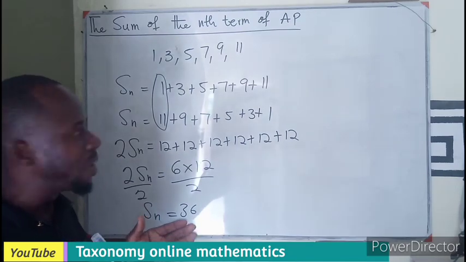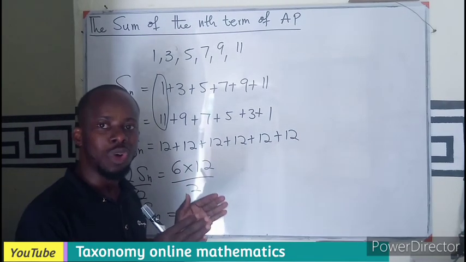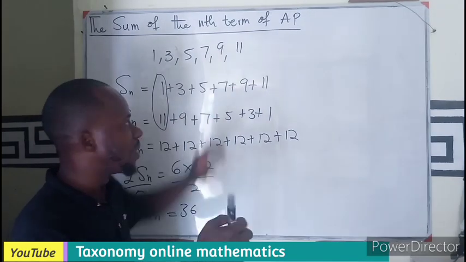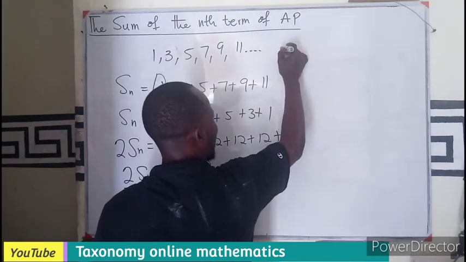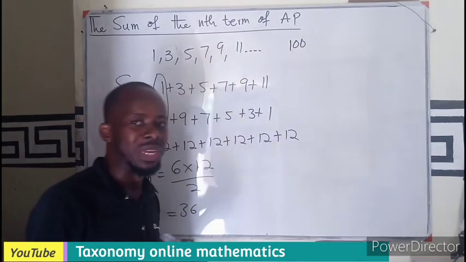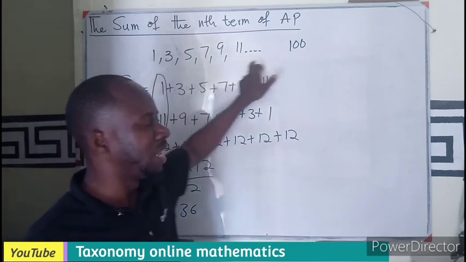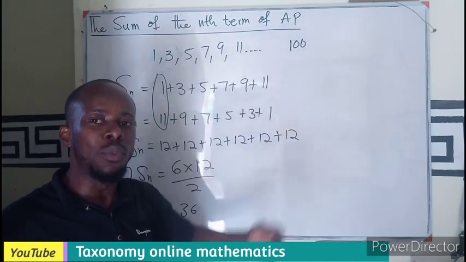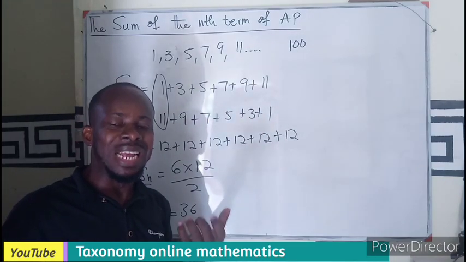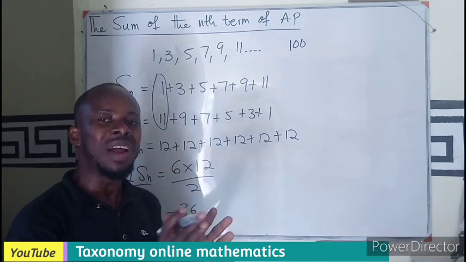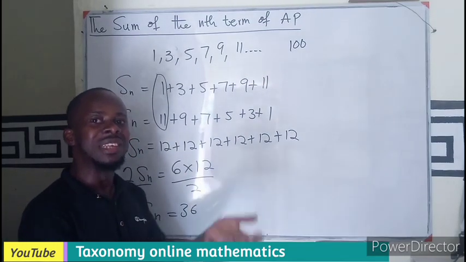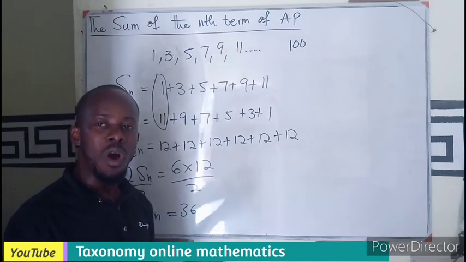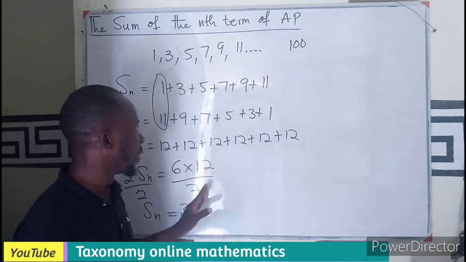There are instances whereby the sequence given to you is not limited. I know this one is finite, but in case we have these numbers going up to 100, it means there are so many numbers present there. Adding all those numbers becomes cumbersome. So there is a need for us to derive a general formula to make the calculation easier. That is why we need a general form to find the sum of the n terms of any arithmetic sequence.